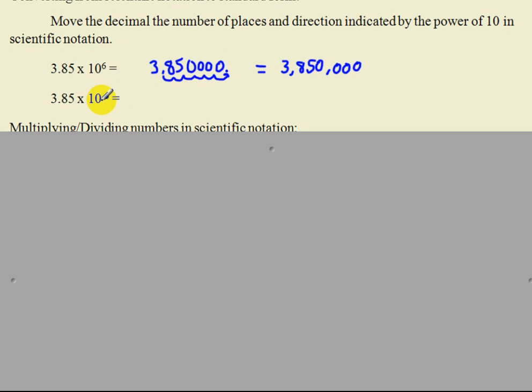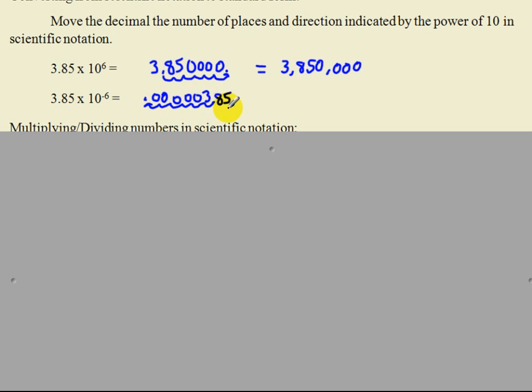Okay, and same idea here. We have 3.85, but because the exponent is negative, we need to move to the left. So a negative 6 means we're going to end up with 5 zeros. Let's see if that holds true. 1, 2, 3, 4, 5, 6 places to the left, and we need 1, 2, 3, 4, 5 zeros to fill in as placeholders.